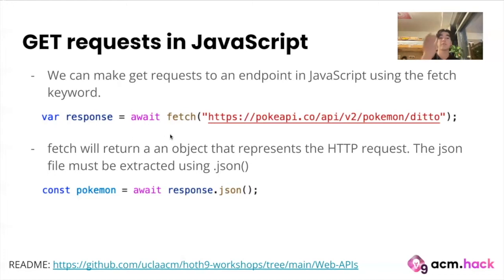Another thing is that fetch returns an object that represents the HTTP response, but that contains a JSON. In order to deal with the JSON itself, we'll need to extract it from that object, and we can do that using .json, as you can see right here. So we make the GET request, and we store it in this variable response. This response is now holding an object. In order to get the JSON out of it, we're going to do response.json and store it in our Pokemon variable.